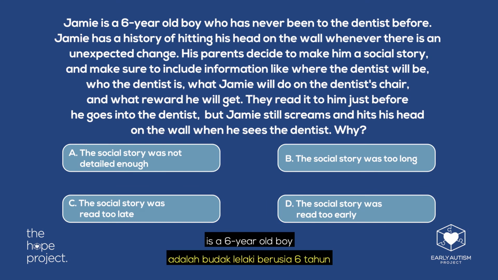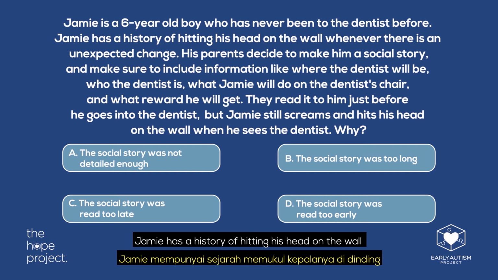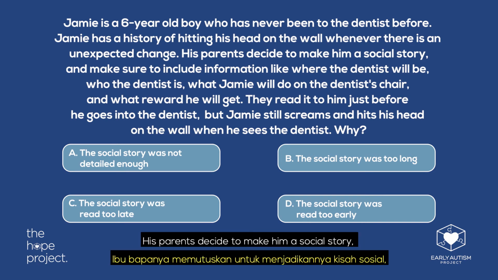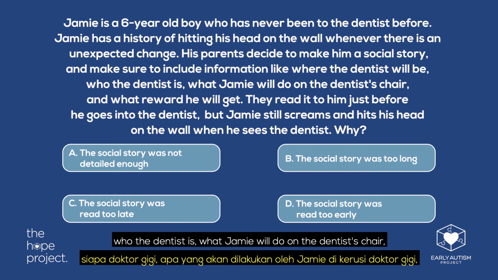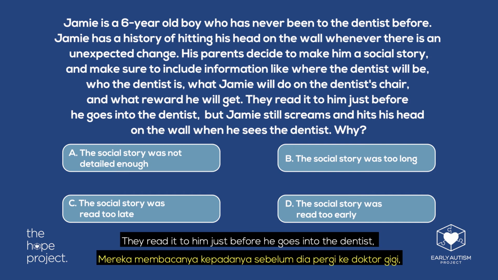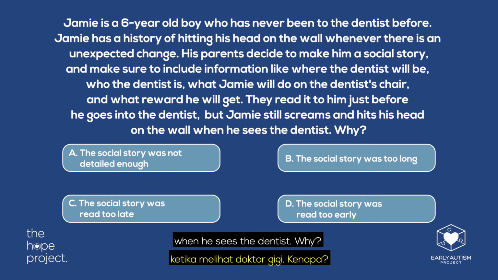Jamie is a 6-year-old boy who has never been to the dentist before. Jamie has a history of hitting his head on the wall whenever there is an unexpected change. His parents decide to make him a social story and make sure to include information like where the dentist will be, who the dentist is, and what Jamie will do on the dentist chair and what reward he will get. They read it to him just before he goes into the dentist, but Jamie still screams and hits his head on the wall when he sees the dentist.